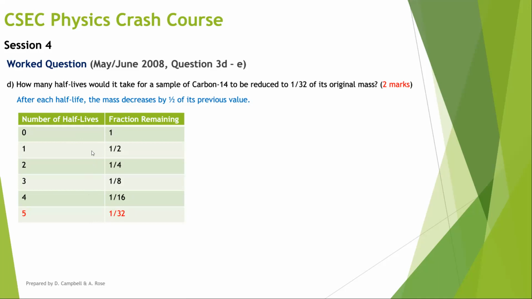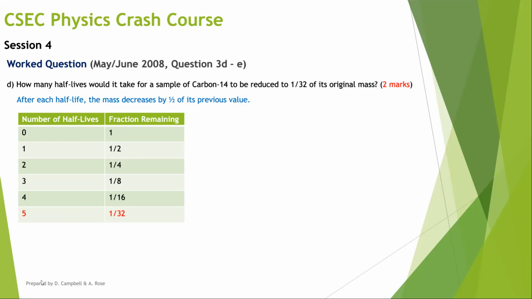After 1 half-life, the mass is going to be reduced to half. So the fraction remaining would be a half. After 2 half-lives, the fraction remaining would be a half of a half, which is a quarter. After 3 half-lives, you'd have a half of a quarter, which is 1/8. After 4 half-lives, you'd have a half of 1/8, which is 1/16. So to get a fraction of 1 over 32, 5 half-lives would need to have passed.